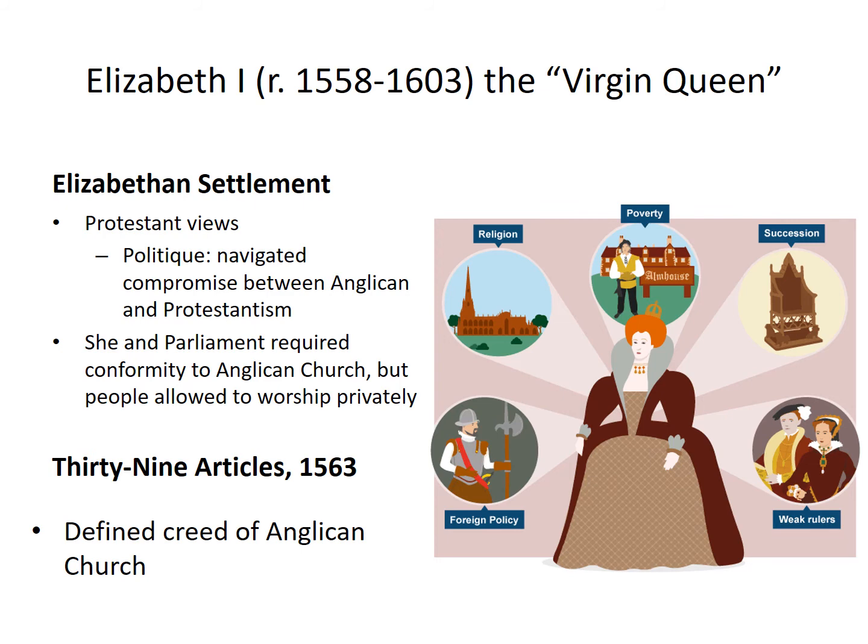She and Parliament required conformity to the Anglican church. You had to be an official member of the church. You had to pay your tithe to the Anglican church. But in your private homes, you could worship however you like. This will eventually culminate in the 39 Articles of 1563, which defined the creed of the Anglican Church.